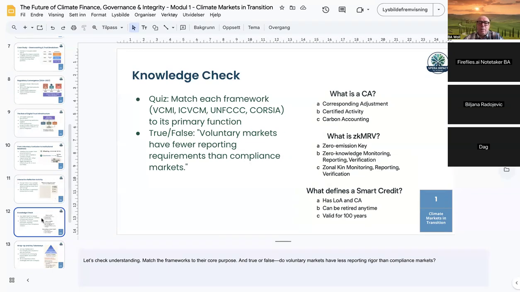And what defines a smart credit is that it has a letter of approval and a corresponding adjustment on the credits. Meaning there's nobody who says, well, I'm missing some credits here, so I put something more, or I remove something. Our credits are actually fact-based, data-based, and fully auditable from when we plant them till they are retired after minimum 40 years.